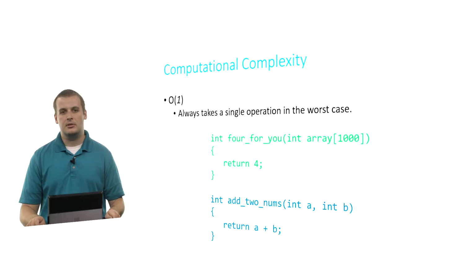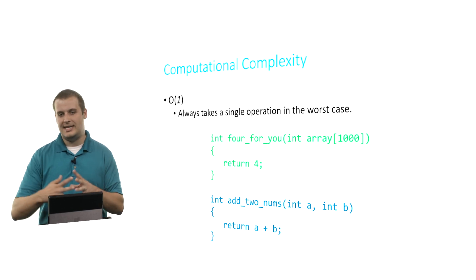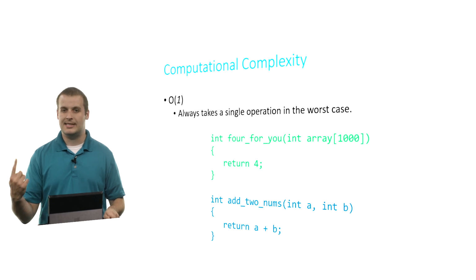So we have 2 examples here of constant time algorithms, which always take a single operation in the worst case. The first example, we have a function called for you, which takes an array of size 1,000, but then apparently doesn't actually look at it. It doesn't really care what's inside of that array. It always just returns 4. So that algorithm, despite the fact that it takes 1,000 elements, doesn't do anything with them. It just returns 4. It's always a single step.